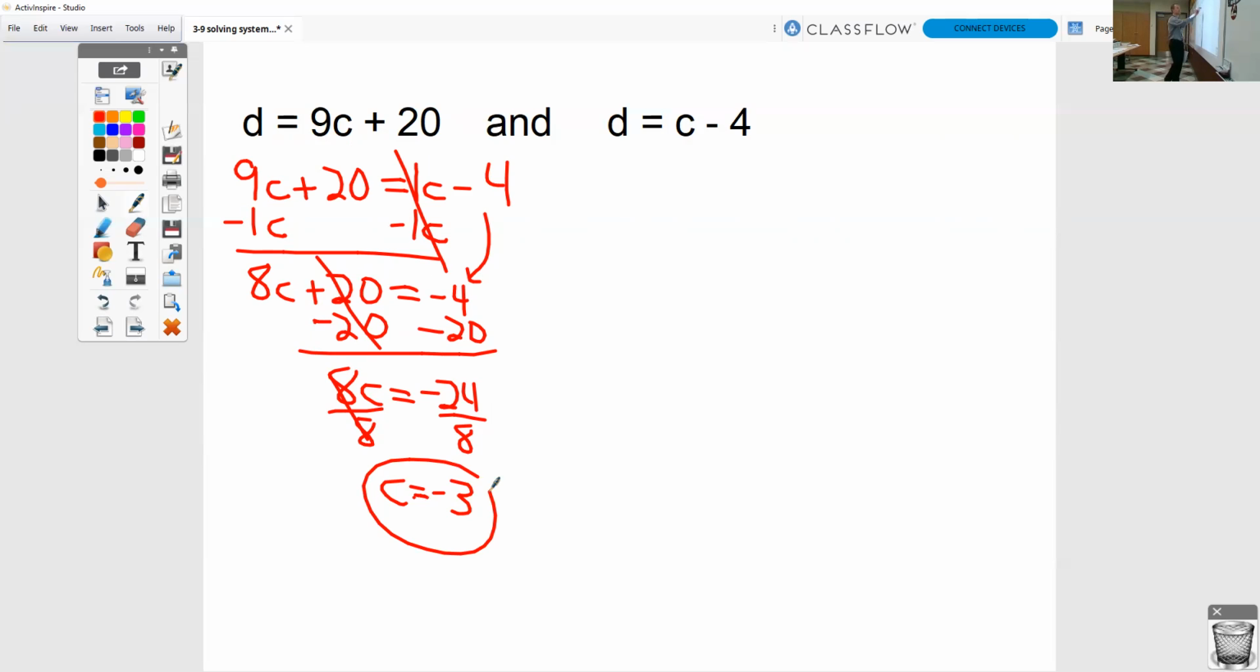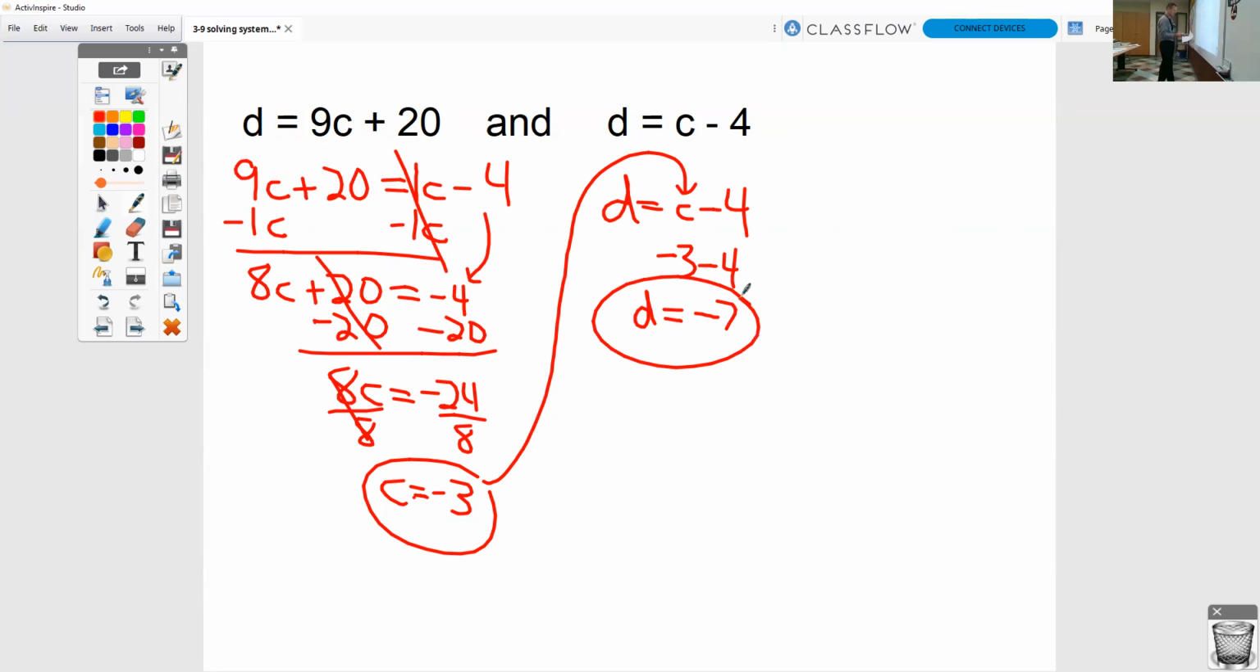You can take and sub that into either one. I think this second equation is definitely easier. So I'm going to take this negative 3 and sub it in here. Negative 3 minus 4 is just negative 7. So now I'm going to take and do my two checks. I'm going to check C comma D. C is negative 3. D is negative 7.